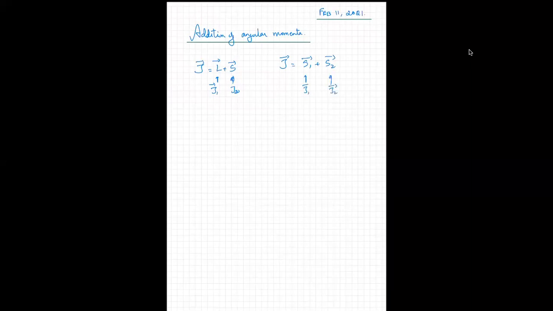So whatever the context is, whether you're talking about the net angular momentum of a single particle or the angular momentum of a system of particles, the J is the composite angular momentum. It is composed of the addition of various different angular momenta. Okay.